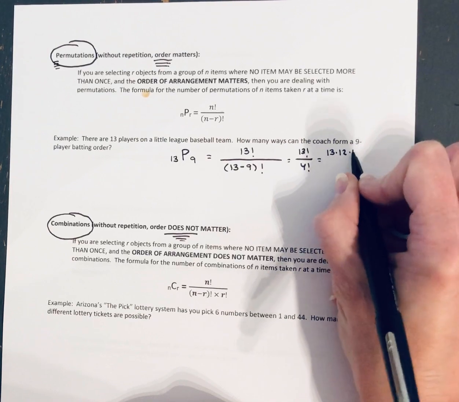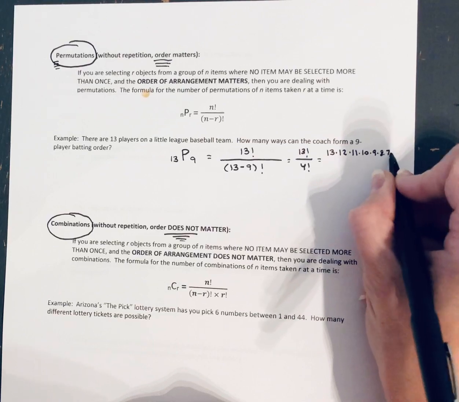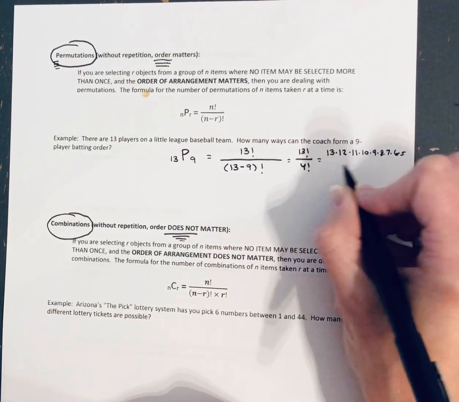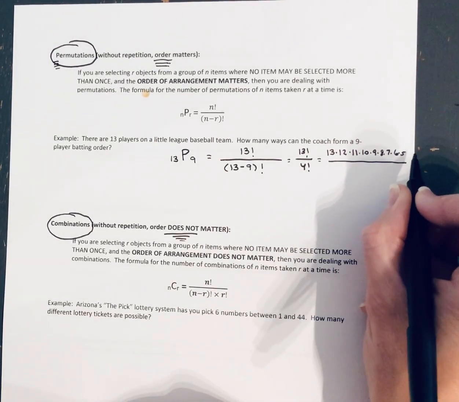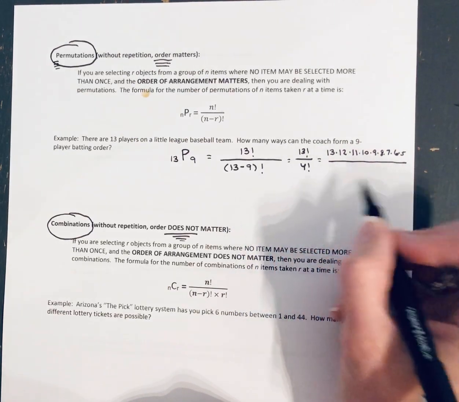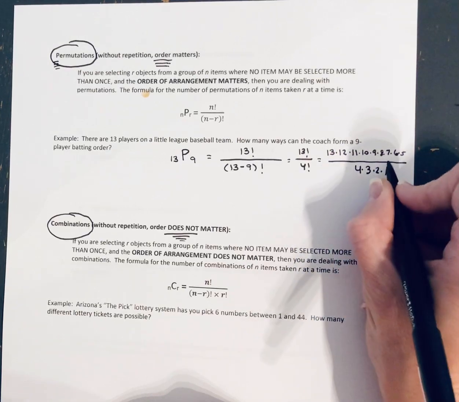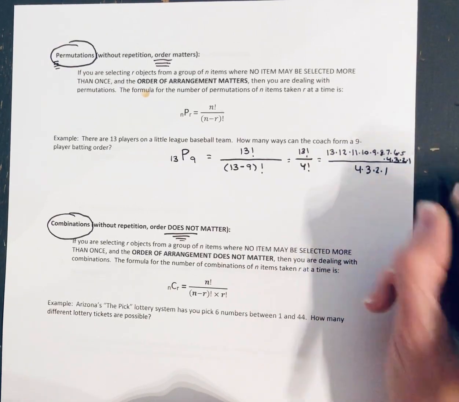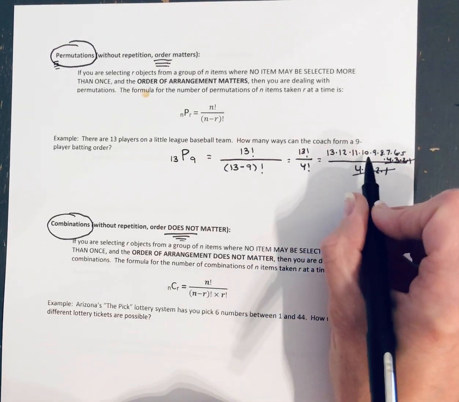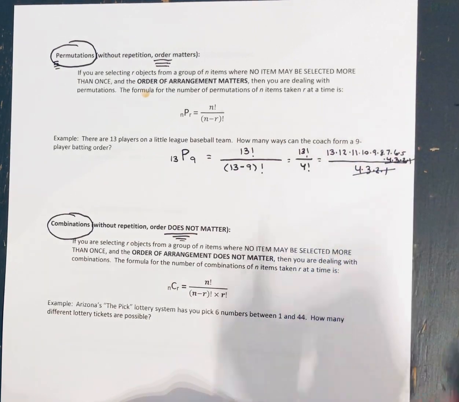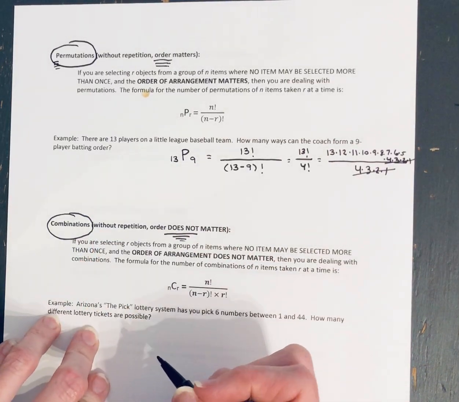So 13, 12, 11, 10, 9, 8, 7, 6, 5, and so on. I'll stop there because as I multiply by 4, by 3, by 2, by 1, in the denominator I also have times 4, times 3, times 2, times 1, so those cancel. I just have 13 times 12 times 11 times 10 times 9 times 8 times 7 times 6 times 5.